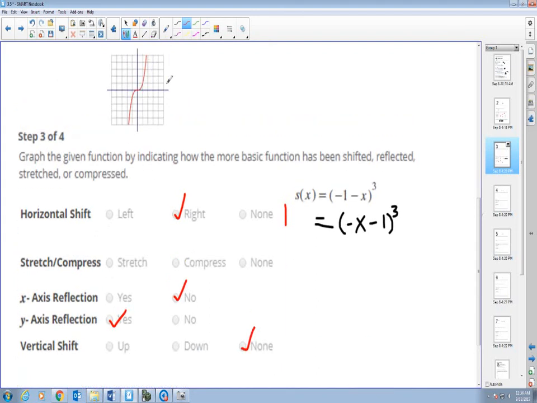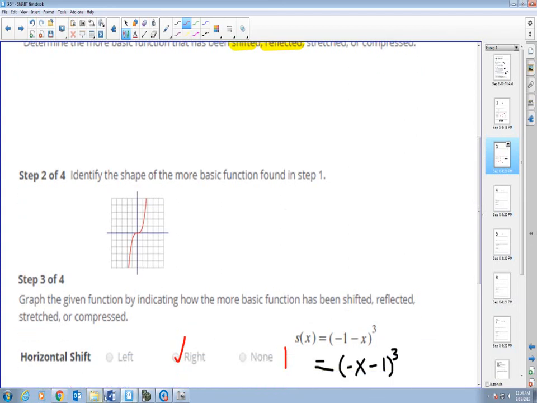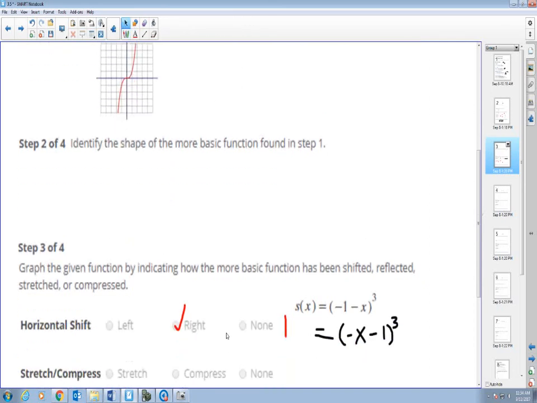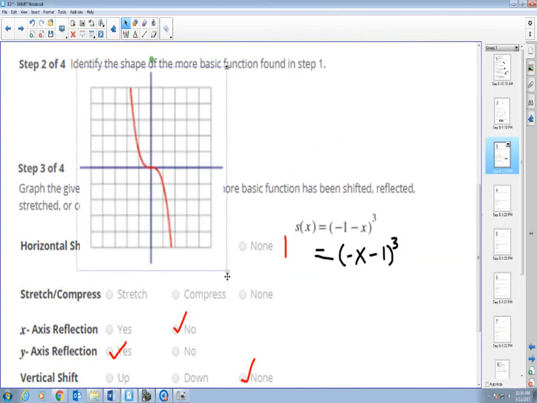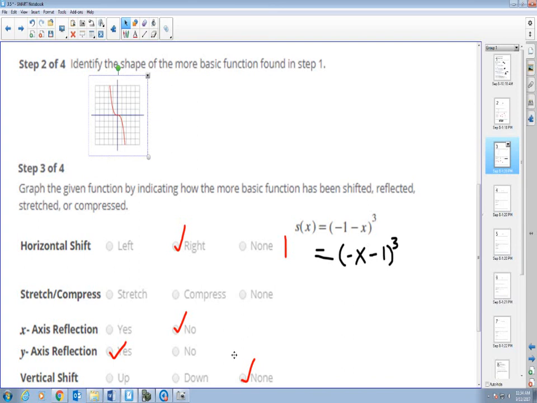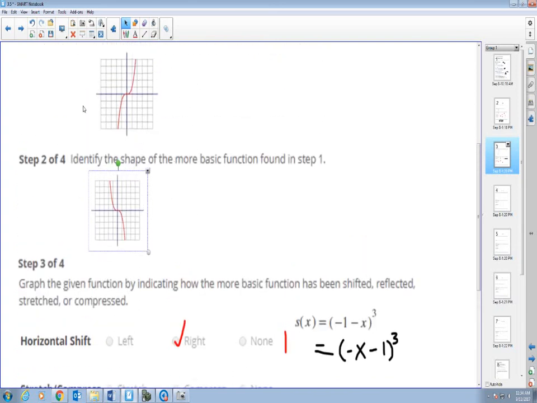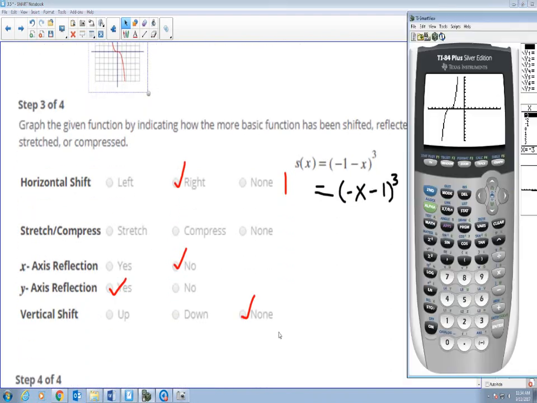So it normally looks like this. Now my basic shape has to change, so I'm not going to use this one. I'm going to put this one up here this time because I have a shift and a reflection about the y-axis. It's going to look something like this, similar to this because it has been flipped, reflected about the y-axis. Now if I graph negative 1 minus x, whole thing to the third, there we go. Just like this picture right here, it has been shifted. Make sure I'm typing it right. Minus 1.